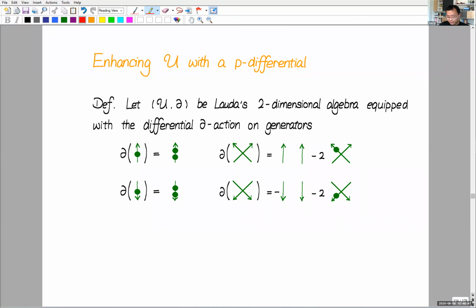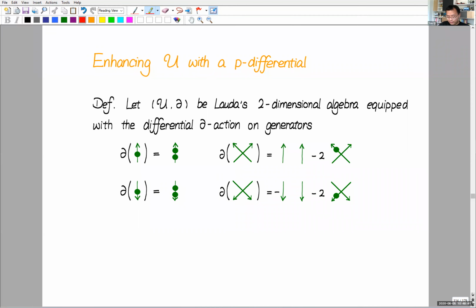And it's not very hard, as an exercise, to show that indeed it first off preserves all the relations of U. So in particular, it descends to Lauda's calculus U, and is a p-nilpotent operator over a field of characteristic p. So it's a p-differential. So I think this is part of today's exercises, to check that d is compatible with the relations and it's p-nilpotent.